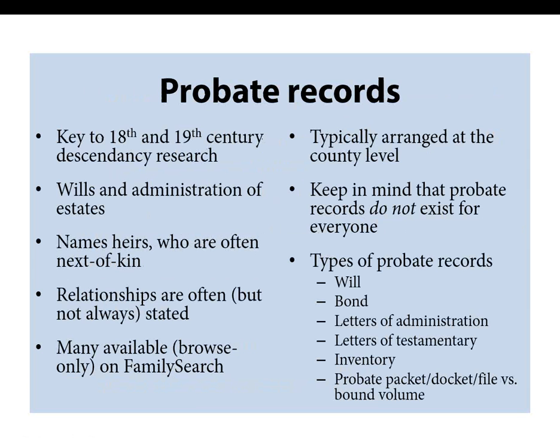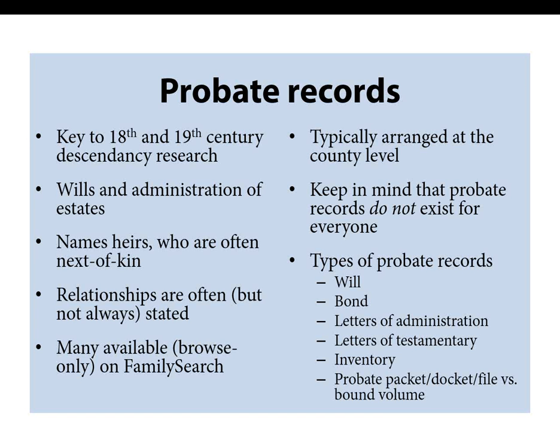So probate records are really key to descendancy research, particularly if you're starting in the 18th or 19th century. The types of records that we're talking about when we refer to probate are typically wills and the administration of estates. These records will name heirs of an individual who are often that person's next of kin, and relationships are often, but not always, explicitly stated. Many probate records are available on FamilySearch.org, often as browse-only files, and these are typically arranged at the county level.